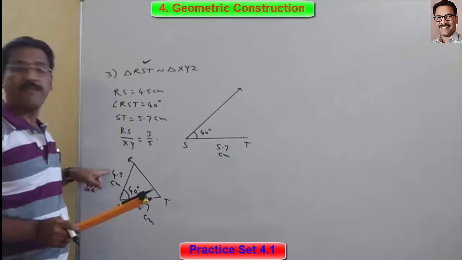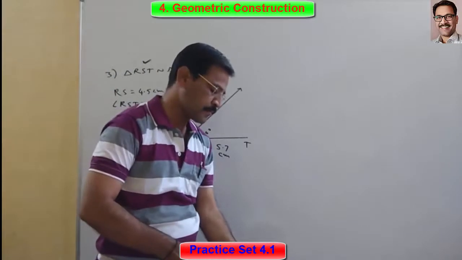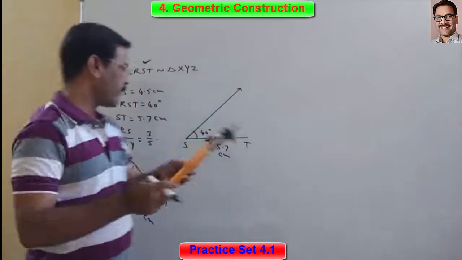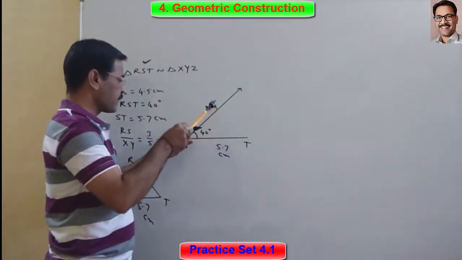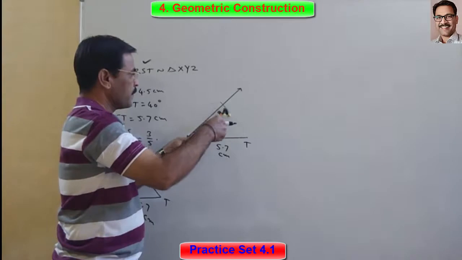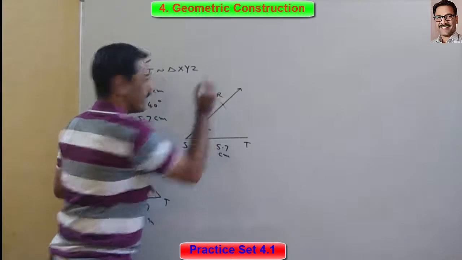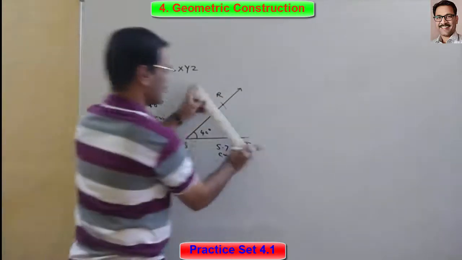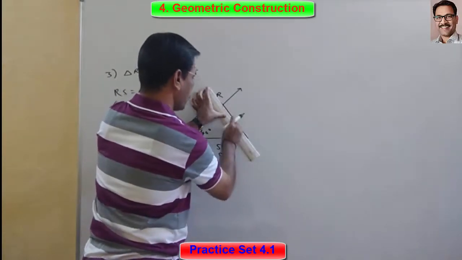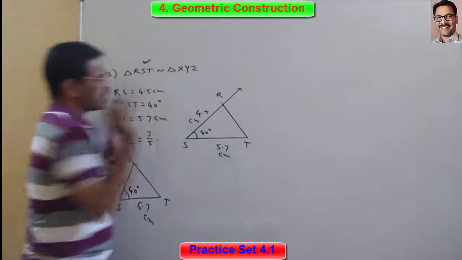On this ray, we have to take a 4.5 centimeter arc. I'll take 4.5 here. Always take correct measures. Okay, this is 4.5. So from S, I'll draw one arc on this particular ray, and we'll get point R here. Okay, now I'll join RT. Yes, this is the triangle in which this is 40 degrees and this is 4.5. So this much only the given data goes.